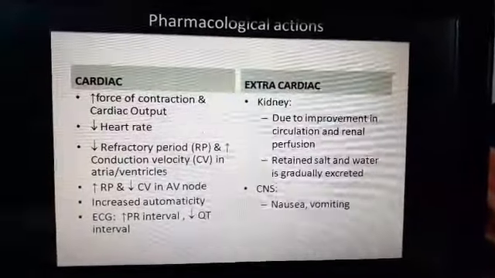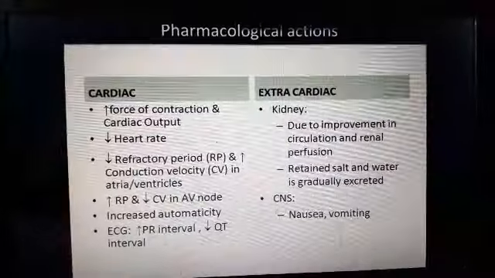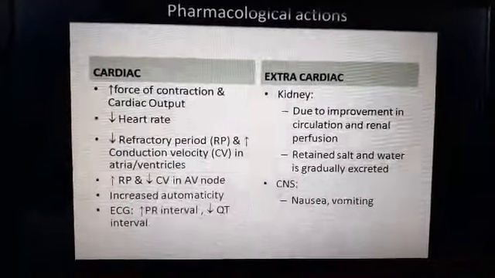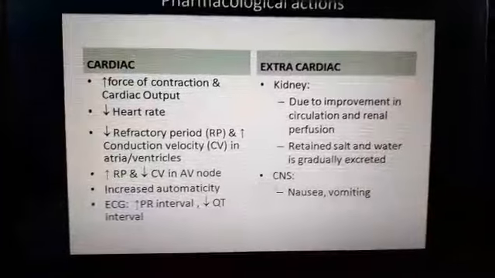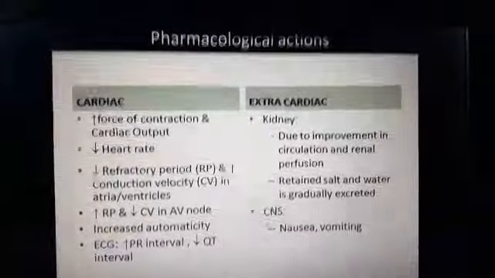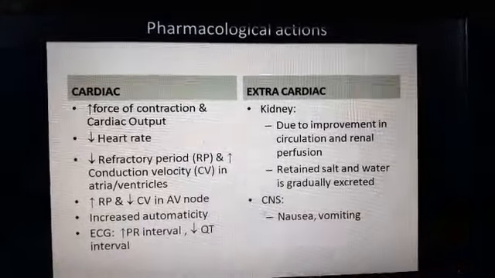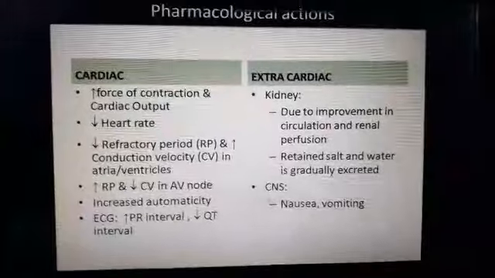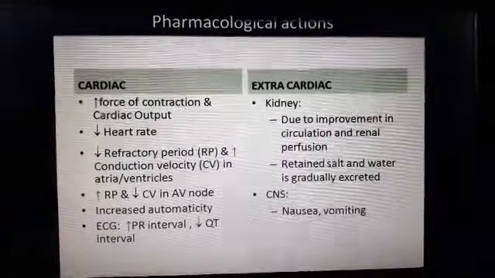So what are the pharmacological actions of digoxin or cardiac glycosides? There is increased force of contraction and cardiac output, but there is decreased heart rate. This decreased heart rate is due to the vagal effect. So digoxin has some vagomimetic property, and as the vagus decreases the heart rate, digoxin also decreases the heart rate, and it has some unique property. That's why it can cause arrhythmia in different tissue.